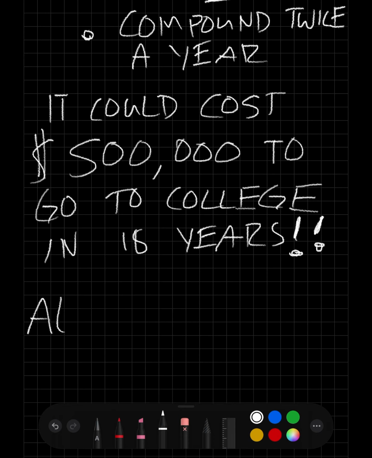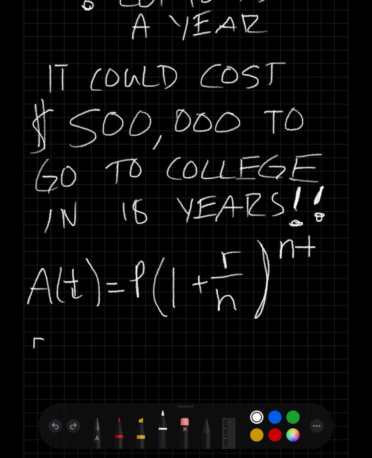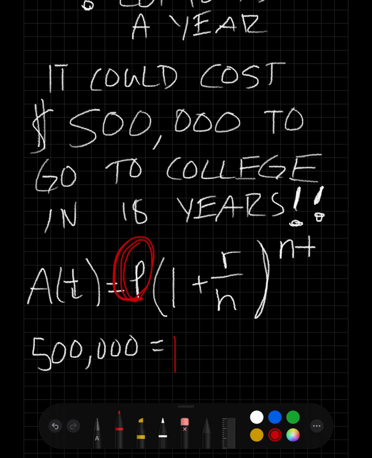So we have A(t) equals P times (1 plus r over n) to the nt. What I want to know is how to get myself $500,000. That's the total amount I want to have in my account, so we're going to fill in that part with 500,000. And I don't know what the principal is. This is what I'm trying to solve for. How much money do I need to put in this account today so my little baby can go to college? That's what we're trying to figure out.